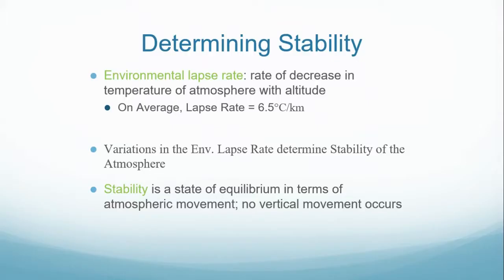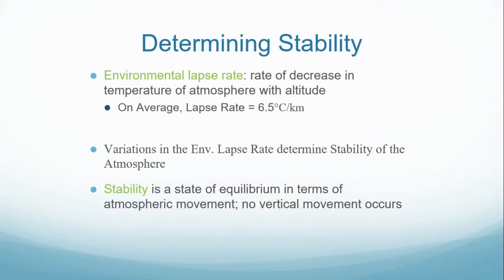Now, recall from chapter 1 that a lapse rate is the rate of decrease of temperature of the atmosphere with altitude. So if you were to hop in a hot air balloon with a thermometer, fly up to a height of 1 kilometer, whatever the temperature drop is, that is your lapse rate. On average, the environmental lapse rate is 6.5 degrees Celsius every kilometer of altitude.